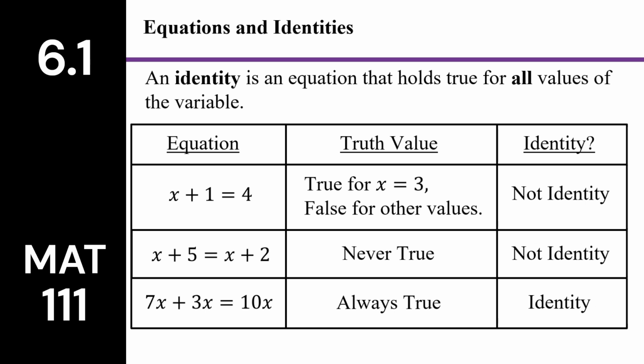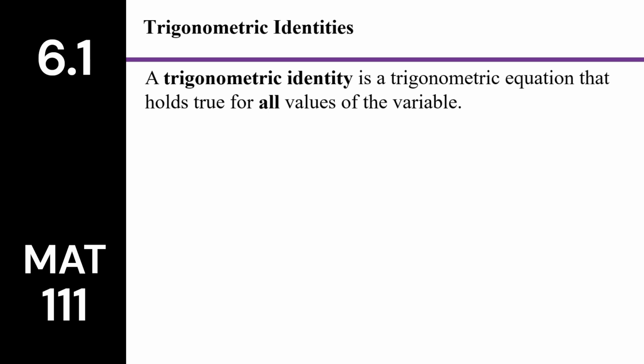If you were trying to verify this as an identity, you might notice that since the right side is 10x, the left side, using algebra, simplifies to 10x, so that's always true. Now let's look at trigonometric identities. A trigonometric identity is a trig equation that holds true for all values of the variable.